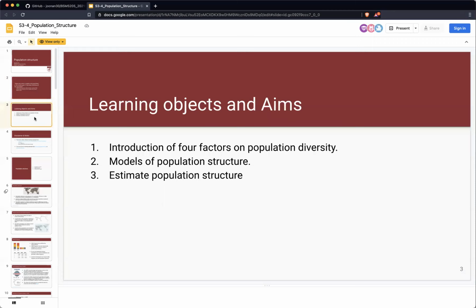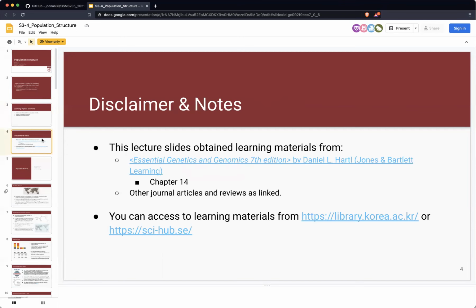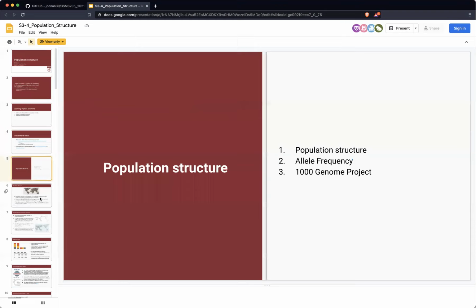Okay, so what we are going to learn today is we're going to introduce the basic factors about population diversity and evolution. And also we are discussing the models of population structure and also how we estimate population structure. And also, as usual, some learning materials.